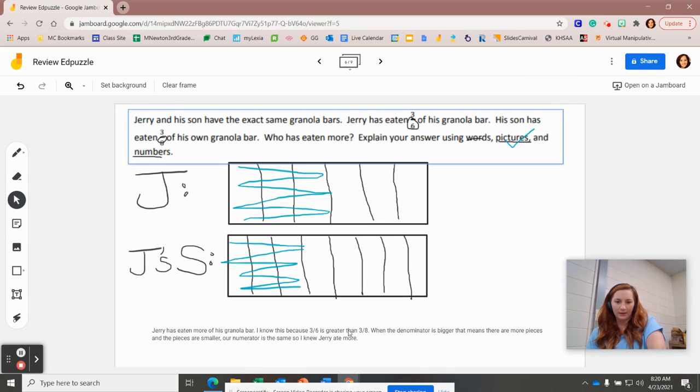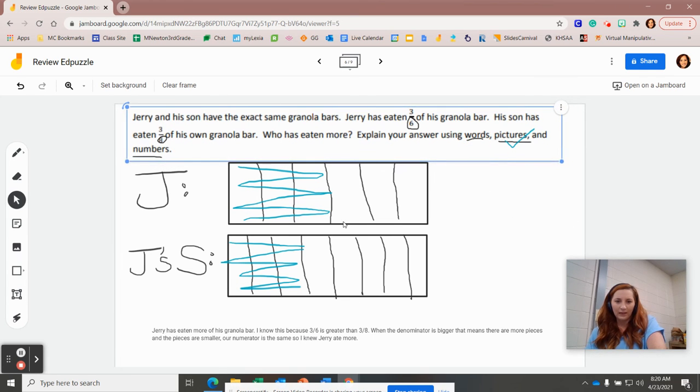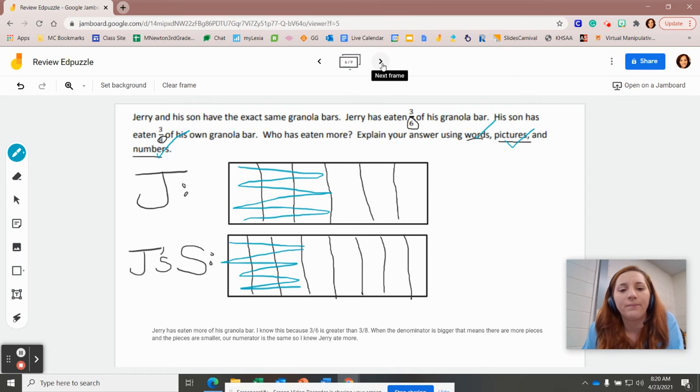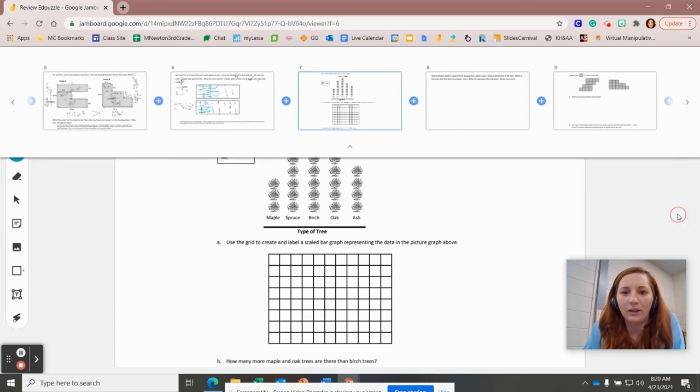All right, so I've got my numbers in here with 3/8 and 3/6. I've got my words, and then I have my picture that I drew. So I answered all parts of the question. Check, check, and check. Okay. And we have a couple more.